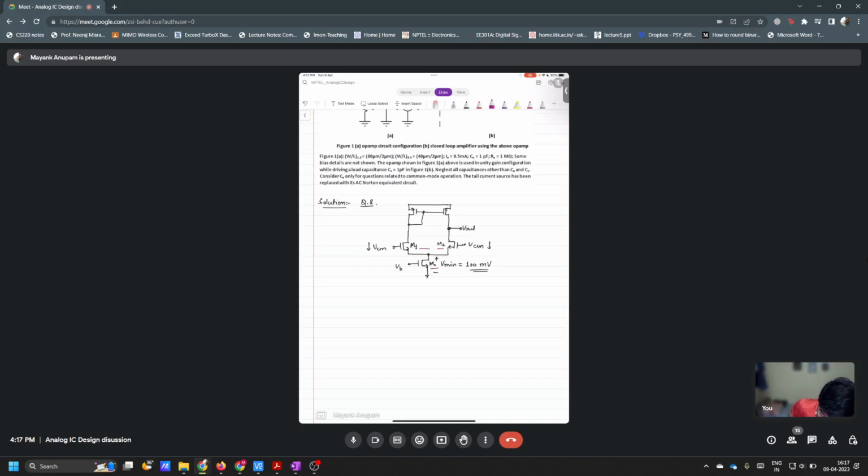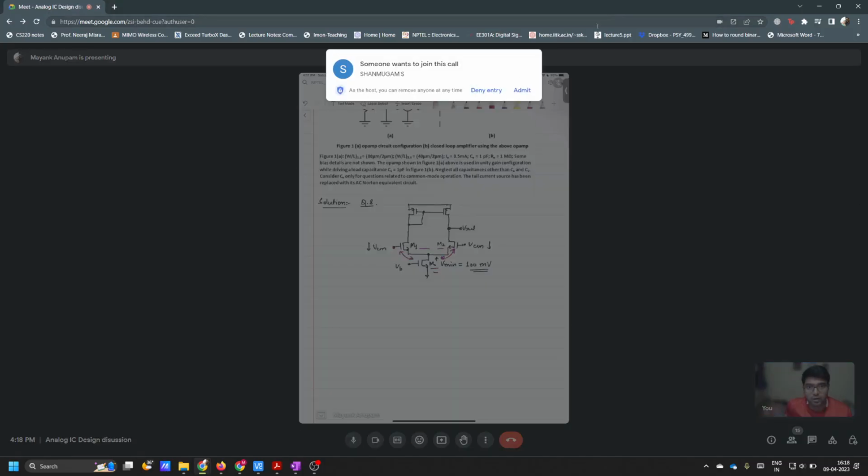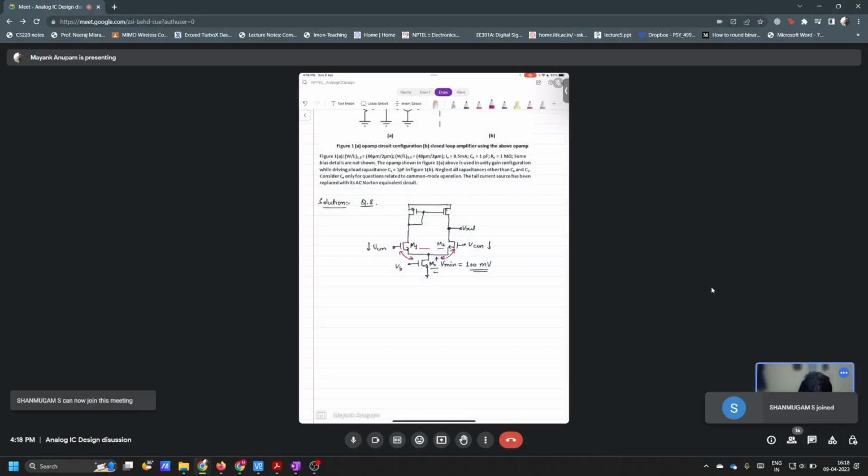M1, sir. If VCM is decreasing, then the gate voltage is decreasing, right? This gate voltage is decreasing, so this and this. So you are saying that these two VGS are decreasing. What are they doing? Are they decreasing, increasing? They will be decreasing, sir. Why? Why should they decrease?